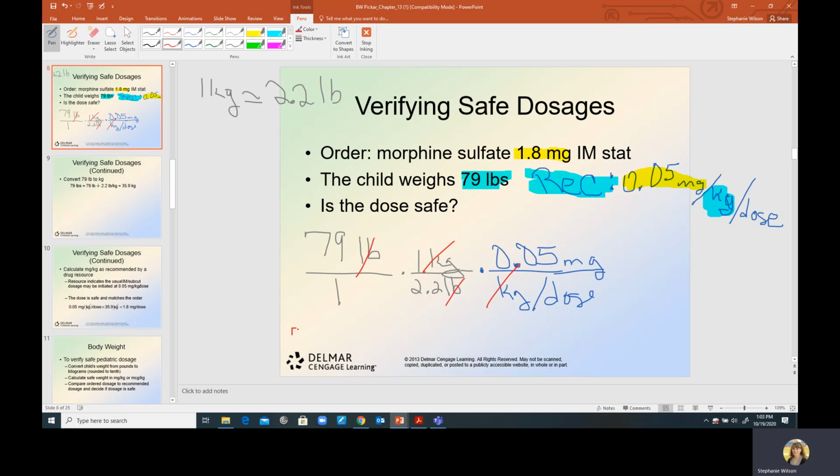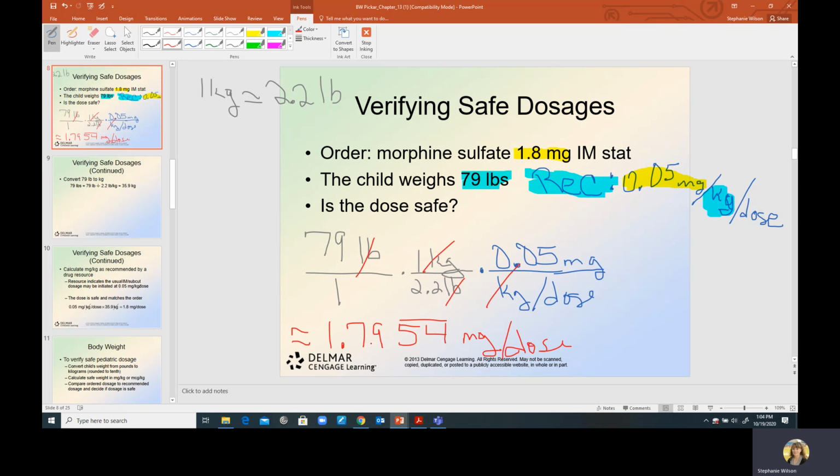I have 79 times 0.05, right? And then we're going to divide that by 2.2. And it's going to give me 1.7954, with the 54 repeated, milligrams per dose. And in this class, I asked you to round to the nearest hundredths whenever we're doing specific types of dosage calculations.